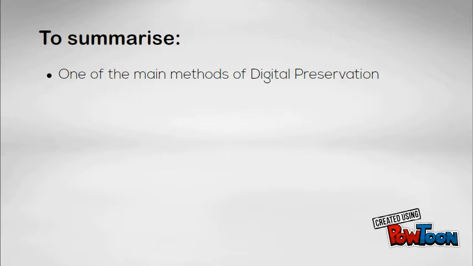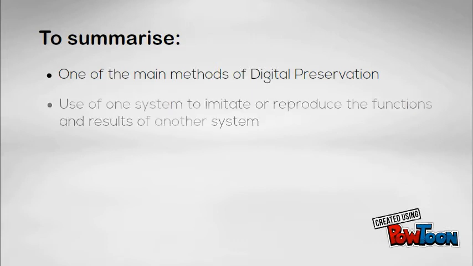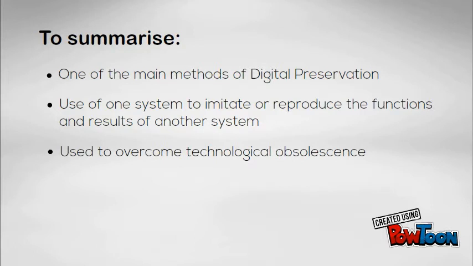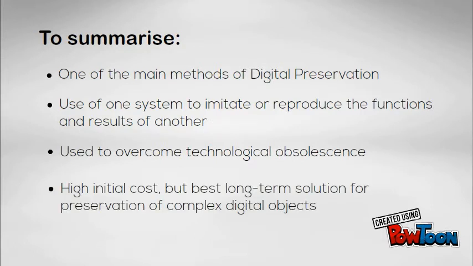So, in summary, emulation is one of the main methods of digital preservation. It is the use of one system to imitate or reproduce the functions and results of another system. It is used to overcome technological obsolescence, and it has a high initial cost, but is likely a better solution long term for the preservation of complex digital objects.